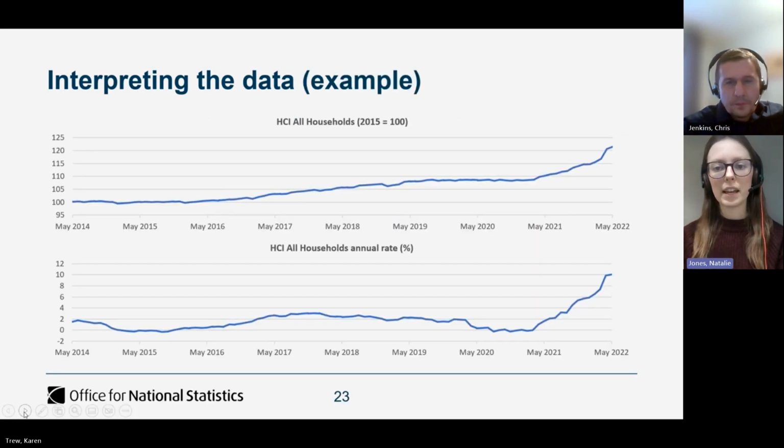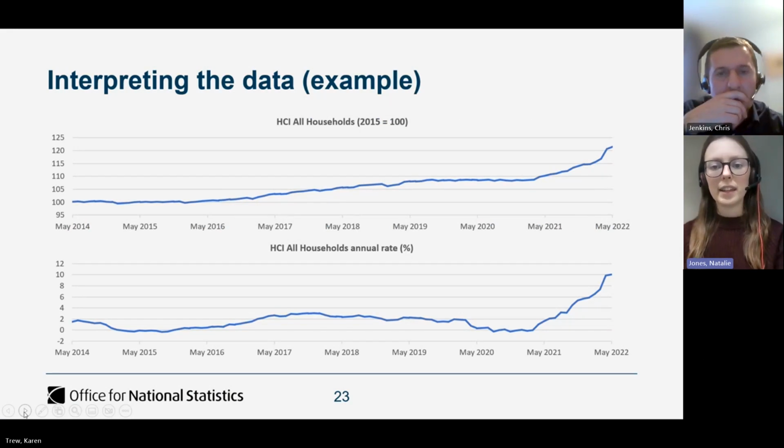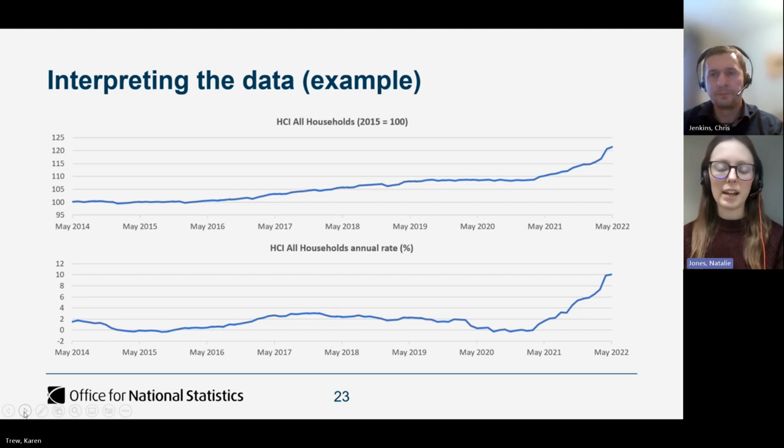In the following slides, I will use an example to show you how to interpret our data. Here you can see our household cost indices data from 2014 to now. The top chart is our price index, which shows how prices have risen over time, while the bottom chart is our annual rate of change. So this compares how prices have changed in comparison to the previous year. This example will show you how the annual inflation rate is derived from the index, which is the first thing we calculate directly from the basket.